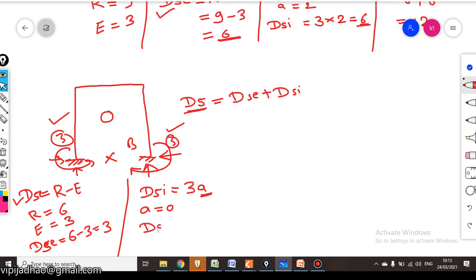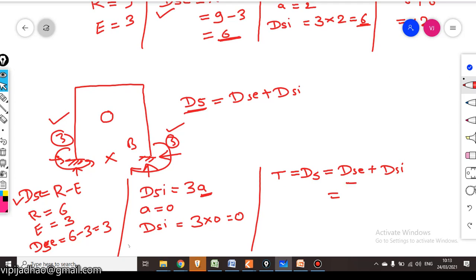Therefore the static degree of internal indeterminacy is equal to 3 into 0, which is equal to 0, and the total degree of static indeterminacy ds or t is equal to dse plus dsi. We have dse equal to 3 plus dsi equal to 0, so the total degree of static indeterminacy will be equal to 3 for this particular case.